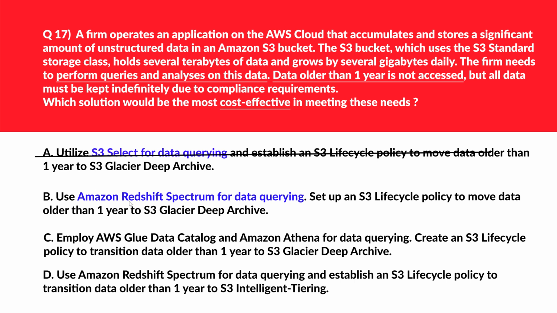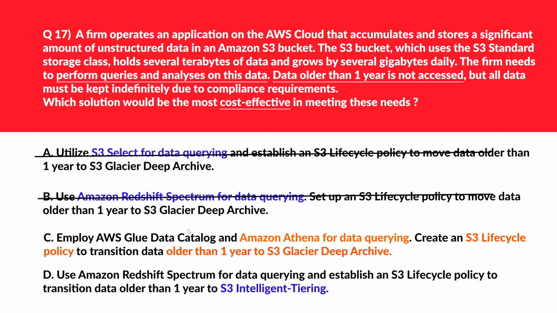Let's move to option B. B says use Amazon Redshift Spectrum for data querying. Amazon Redshift Spectrum can be used to query complex data and large files stored in S3, but it is more expensive as compared to Athena. Therefore, we'll reject this on the basis of cost constraints as required by the question.